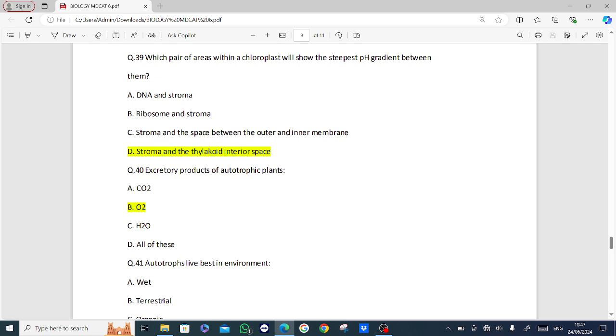Next MCQ is, excretory products of autotrophic plants. Options are CO2, O2, H2O, all of these. Answer is option B, O2.